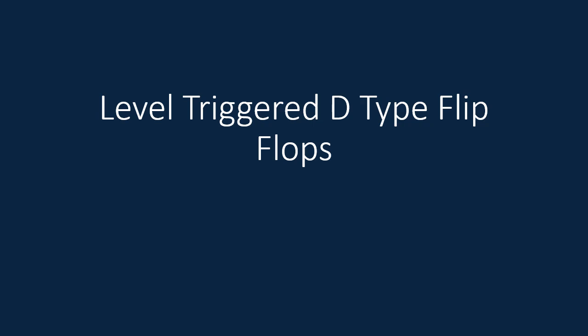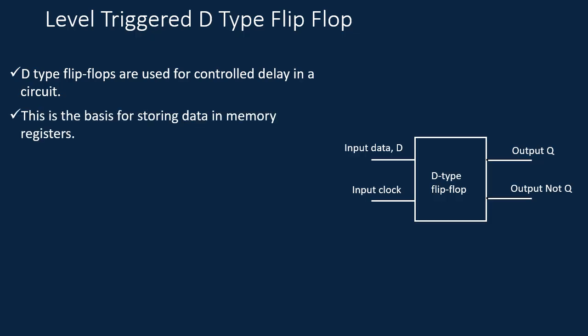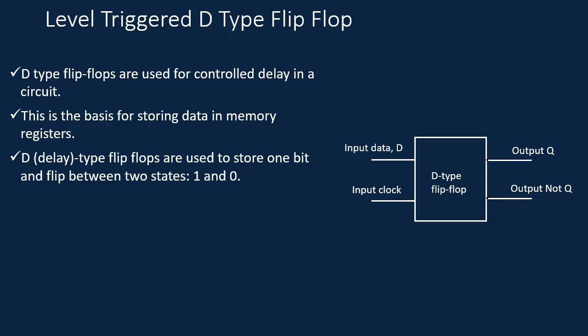We're going to look at level triggered D-type flip-flops. Now these are used for controlling delay in a circuit, and we can think of them as the basis for storing data in computer memory, in memory registers. Now a single D-type flip-flop is used to store a single bit, and so it can flip between two states, 1 and 0. If you wish to store more bits, if you wish to store bytes, then you need to have more D-type flip-flops.